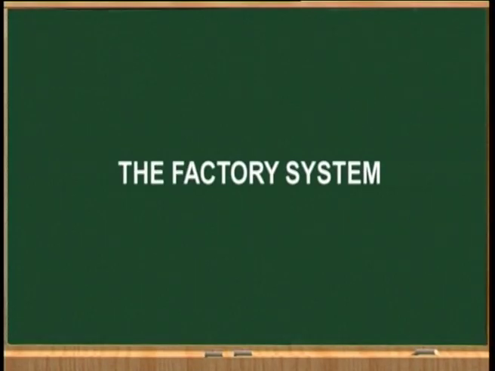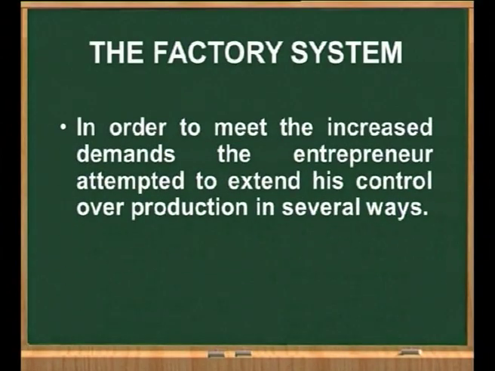The factory system. The factory system was a method of manufacturing first adopted in England at the beginning of the Industrial Revolution in the 1750s and later spread abroad in order to meet the increased demands.